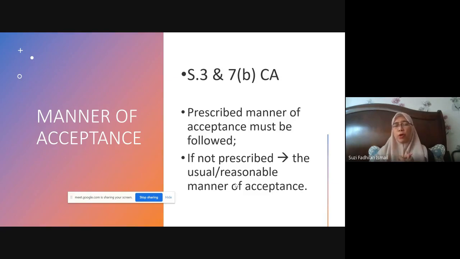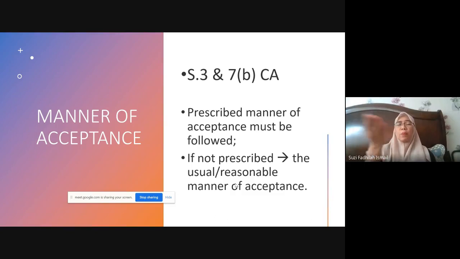So if the offeree chooses to email, it won't be considered as the prescribed manner, because it has to be followed just now. But what if the offerer says, you can accept my offer, and that's it. Please accept my offer by tomorrow. But there's no prescribed manner of how to accept. Is it by way of oral or by way of email? Is it by way of WhatsApp?